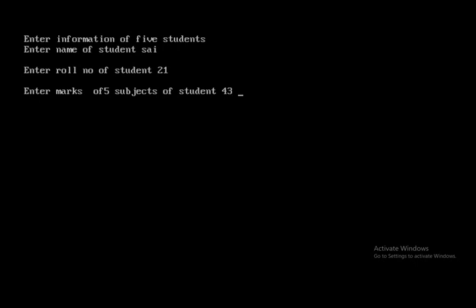So we got the first message: enter information of 5 students. Let's start entering the name of the first student. Suppose it is Sai. Roll number of that student, suppose I am giving it as 21. Next is enter the marks of 5 subjects of the first student. So I'll be giving 45, 65, 76, 87 and 56.